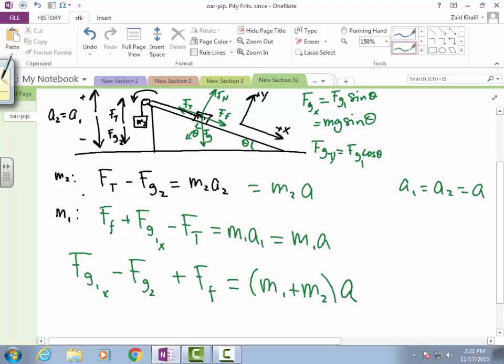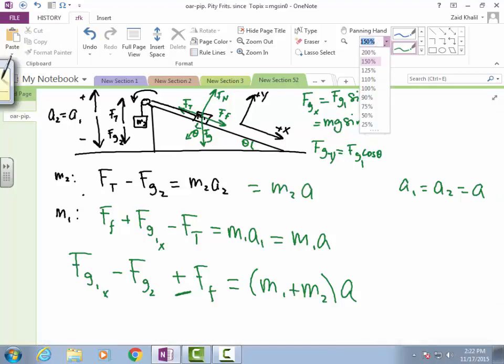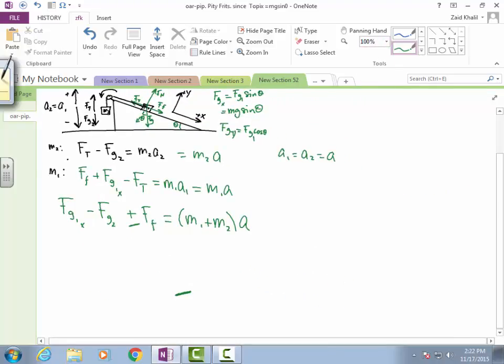But then you notice something. You say, wait a second, Khalil. If this thing is accelerating this way, Ff is pointing down the plane, positive. And what happens if it's accelerating this way? It's going to be up the plane, negative. So how can I resolve both of those scenarios? Plus or minus. There you go. I shrink this further. And now what?